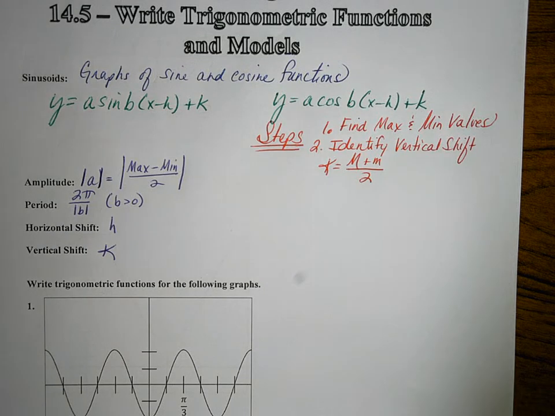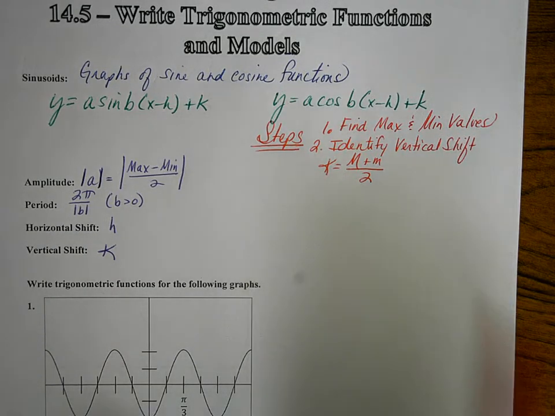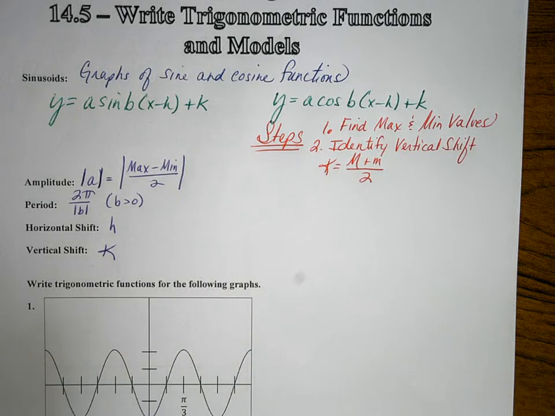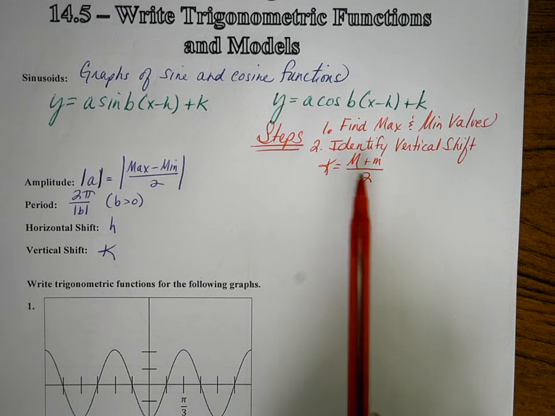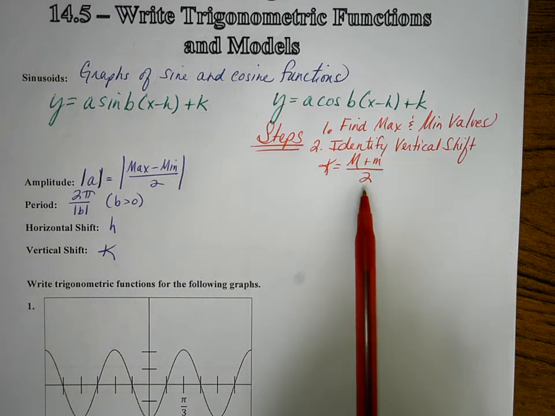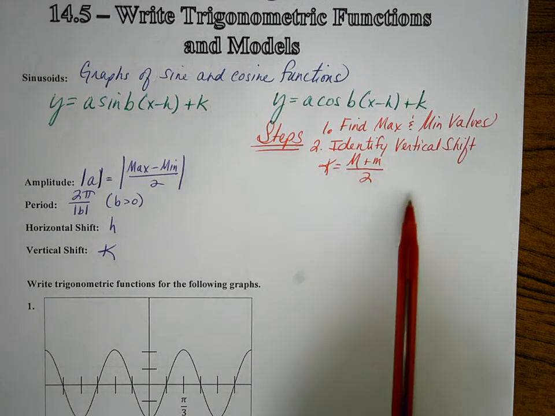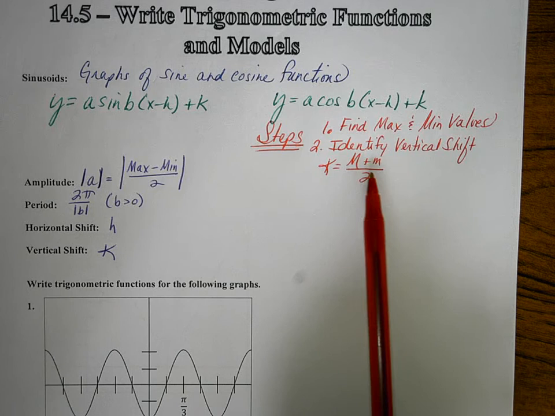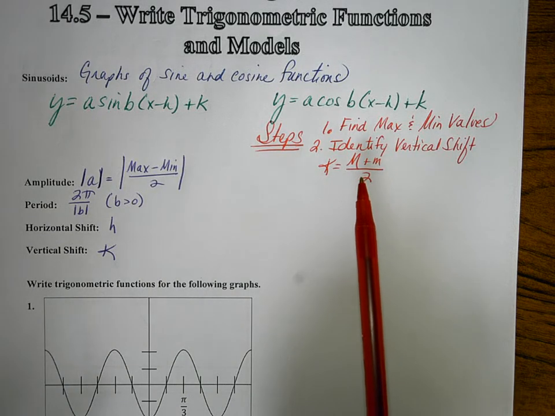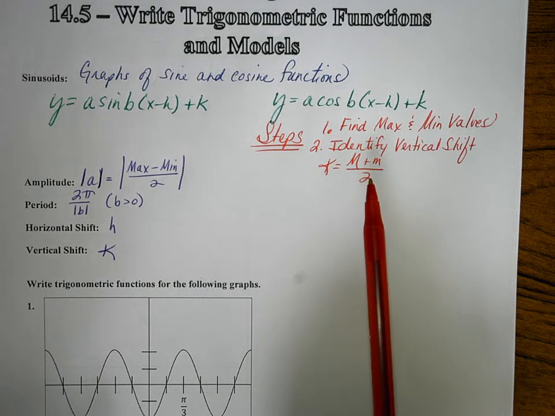Now I got a comment for you. Isn't it true that my vertical shift goes through the middle of that wave? Does that make sense to you? Okay. My vertical shift is going to go through the middle of that wave. Well, the max plus the min divided by 2, that's the top plus the bottom divided by 2. What am I really doing here? I'm really finding the average of those values because I know it's going to go through the middle. Fantastic. So my vertical shift is the average of the maximum and the minimum values.